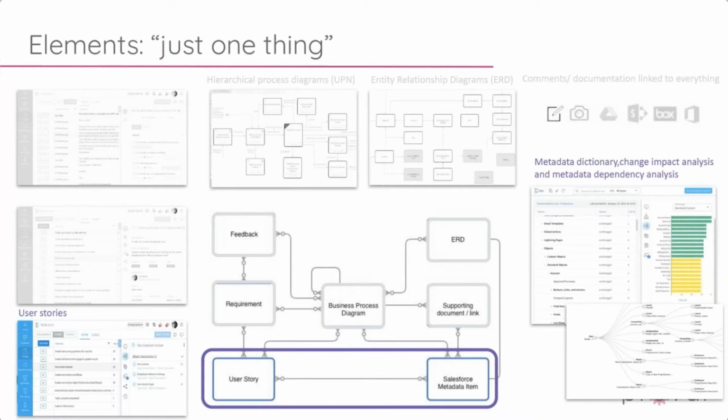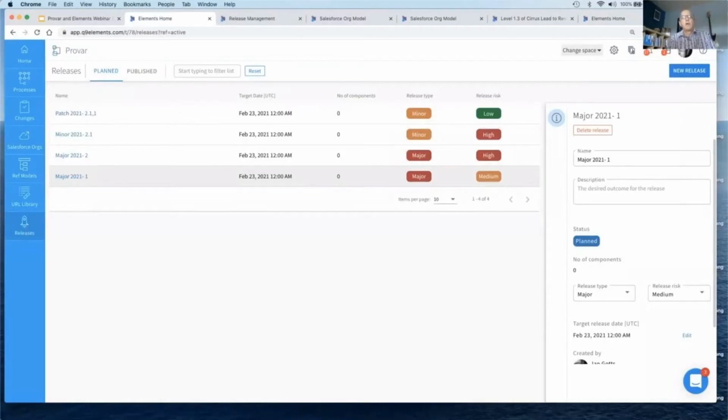So let's see how that works in practice. So here we are in Elements. First of all, Elements runs on AWS, so it sits outside Salesforce. That means it can obviously be used for the implementation of any changes, not just Salesforce, but it has a tight integration into Salesforce, which is how it connects all the metadata.